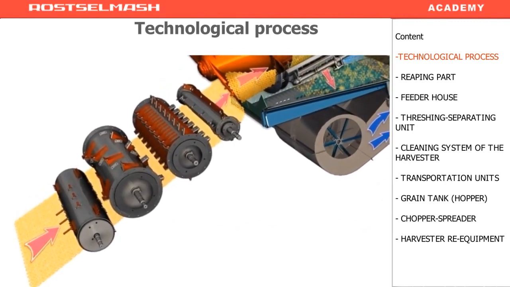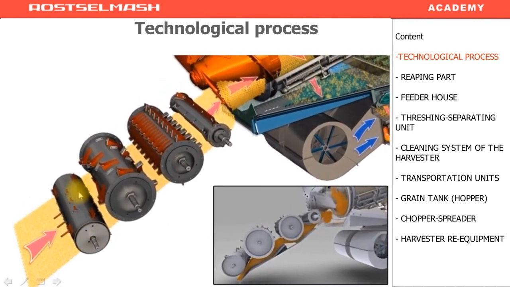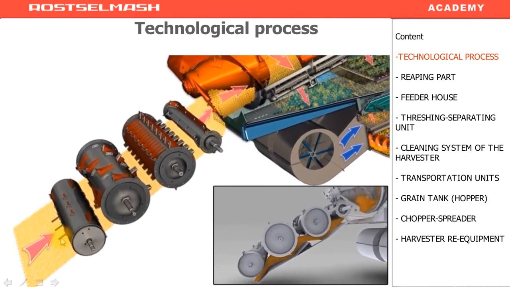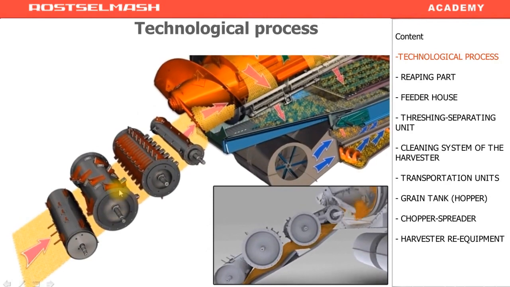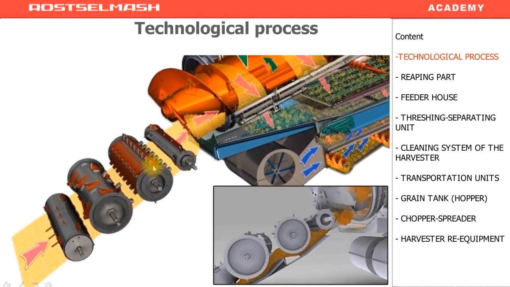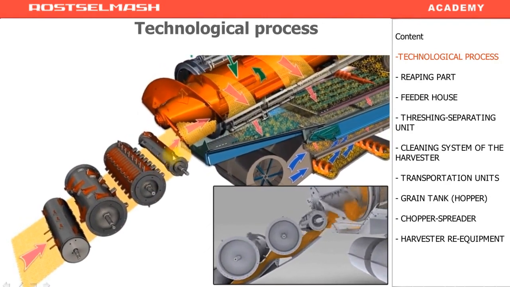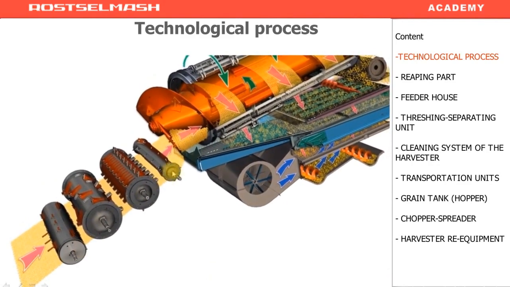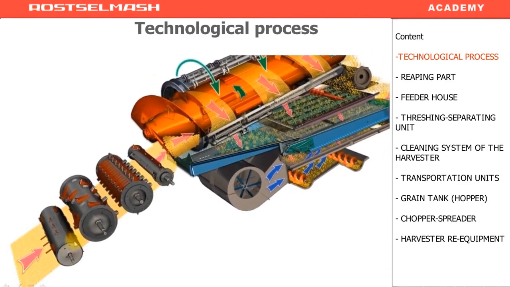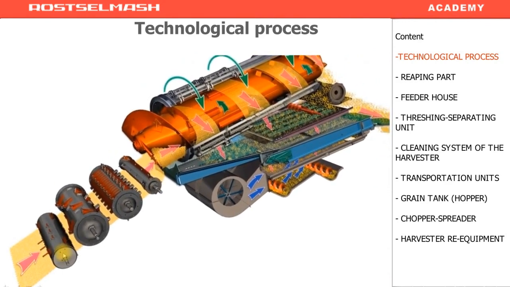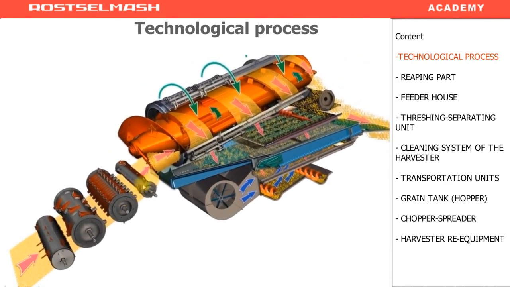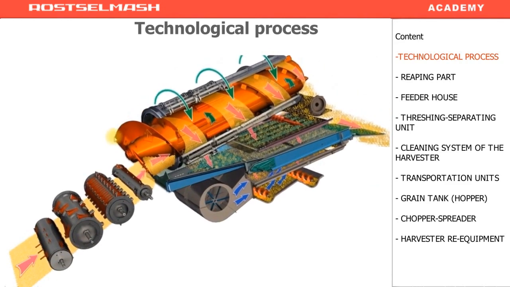The mass from the header is fed to the finger beater. Then it's transported to the next beater. The next beater accelerates the mass movement. All 4 beaters rotate with different speeds, from the slowest to the fastest. With the help of beaters, the mass is transported into the intake cone.